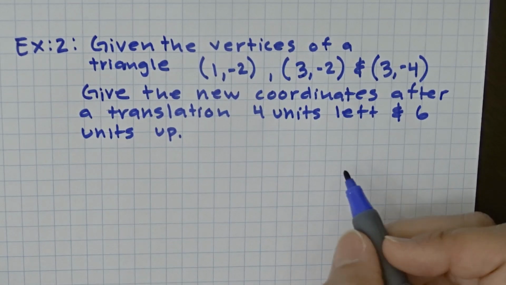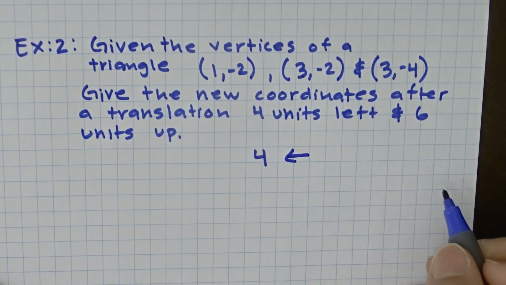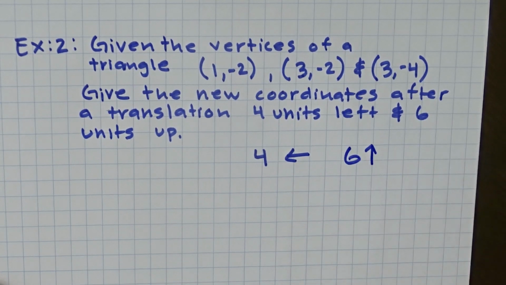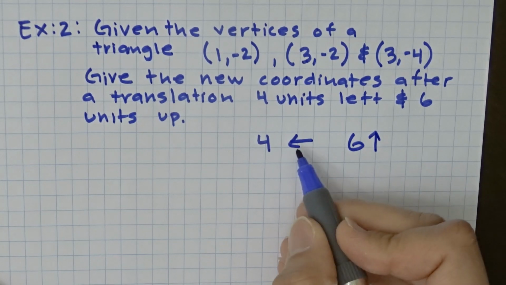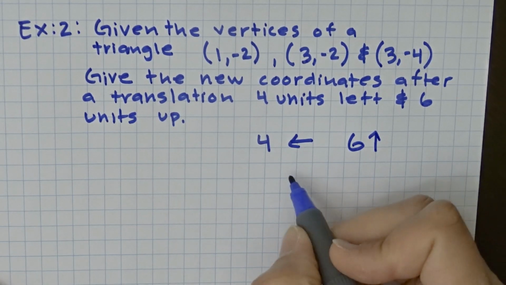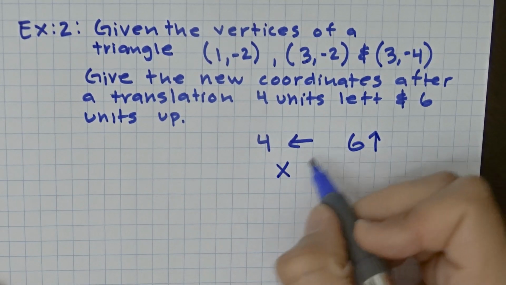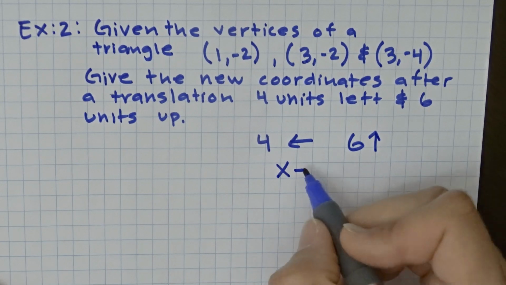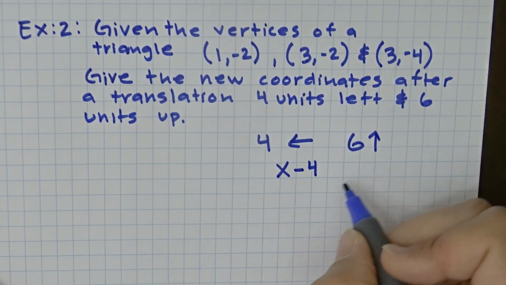So 4 units to the left, and I'm going to be going 6 units up. That's a good place to start. This reminds me that it's horizontal, so it's the x-axis. And if I'm going to be going to the left, this time I'm going to be subtracting something. And I'm subtracting 4, because it's going to be going 4 spaces to the left.